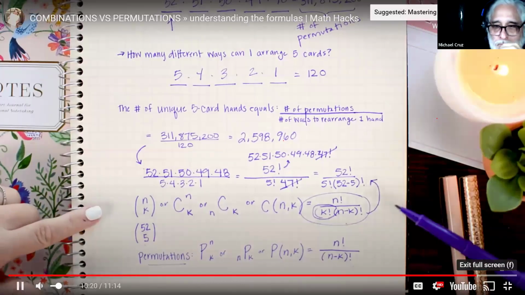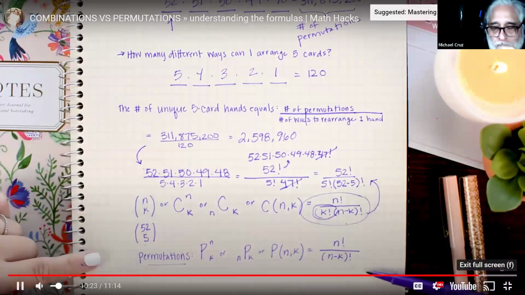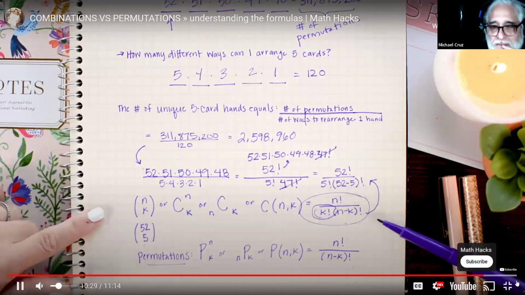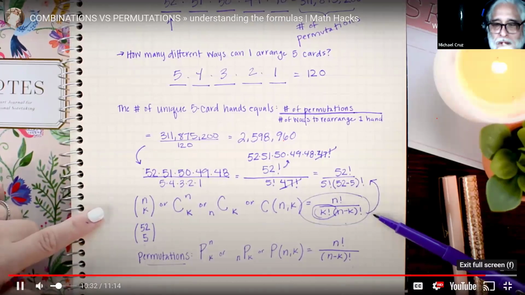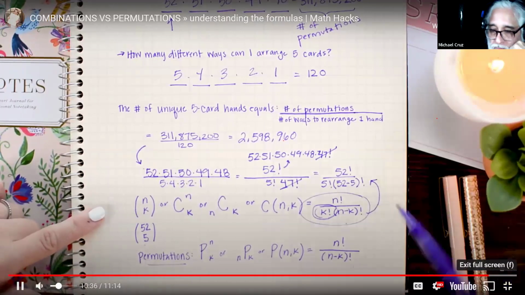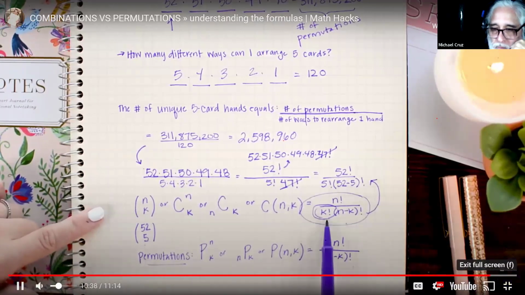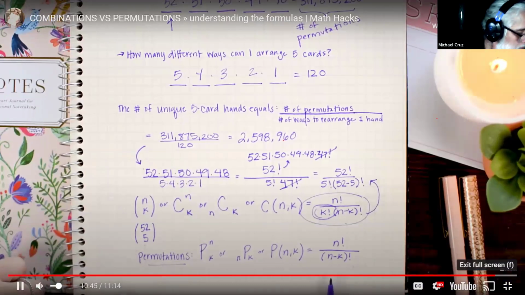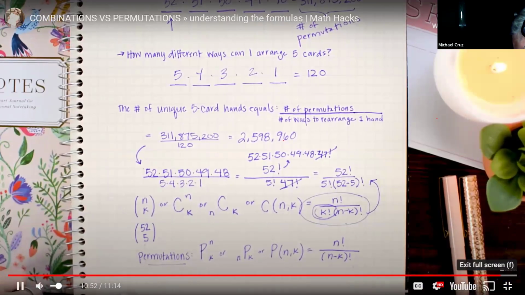To summarize, the difference between combinations and permutations is that in combinations, we don't care about the order of our items. That means that we are going to divide out all of the extra arrangements that are the same combination. And that's why we have this extra K factorial in the denominator. In permutations, we want all of the possible arrangements in every order. And so in this formula, we don't need to divide out the extra arrangements.